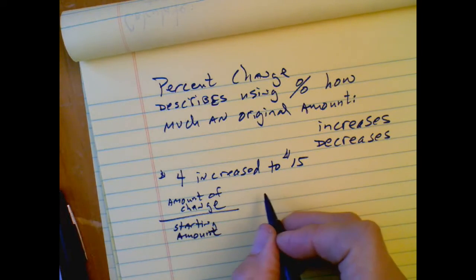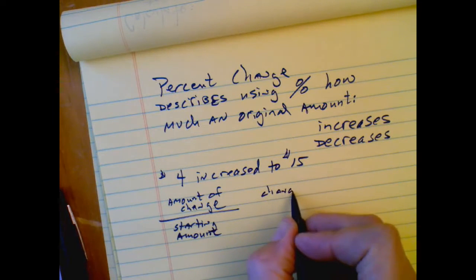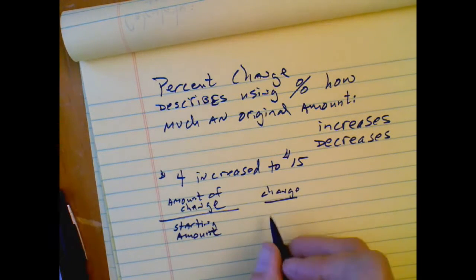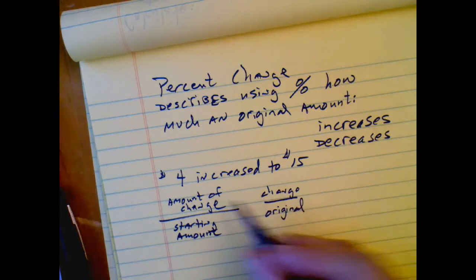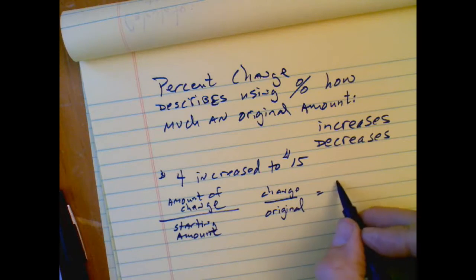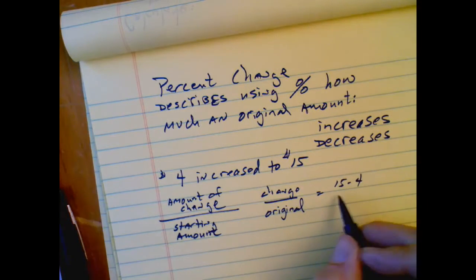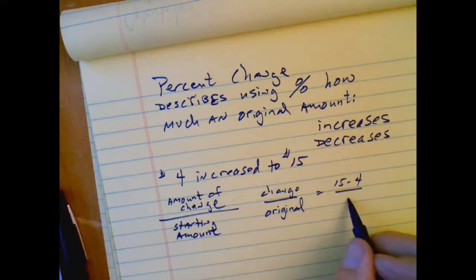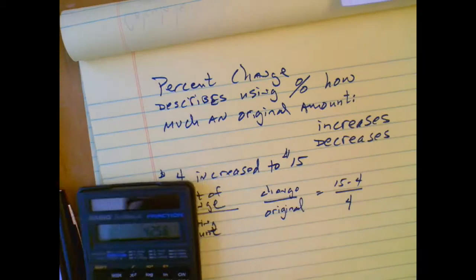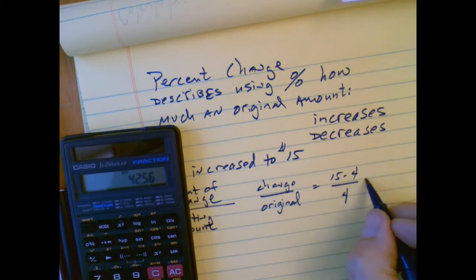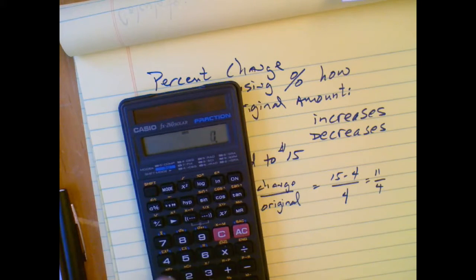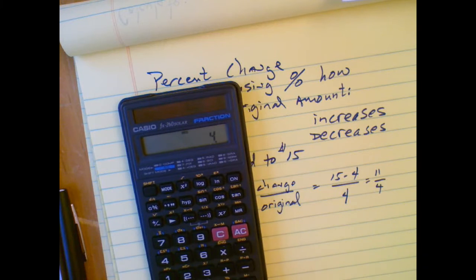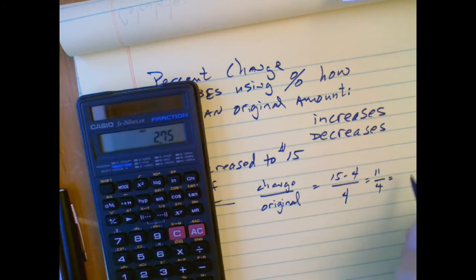Sometimes this is also described as the change over the original amount. Different words for the same meaning. So in this case, the difference is 15 subtract 4, but my starting amount is 4. So on top, I have 11 over 4, and if I come into my calculator and do 11 divided by 4, what kind of number do I get there? I get 2 and 75 hundredths.